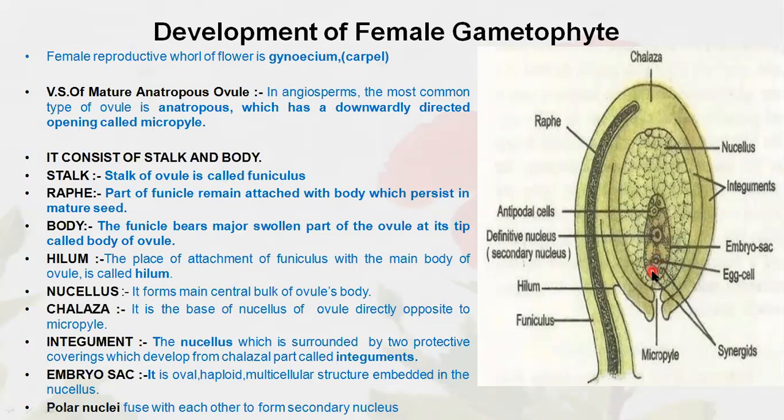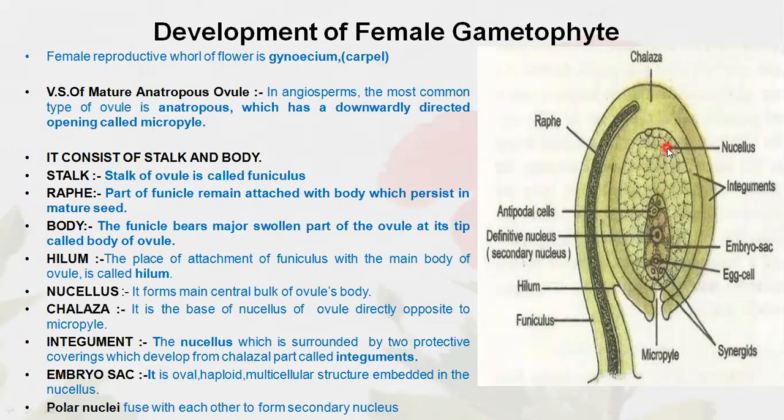Now, see the structure of the embryo sac. It has the antipodal cells, which are present at the chalazal end. They are known as accessory cells and help in reproduction. And these are two synergids, which help in the entry of the pollen tube by the filiform apparatus, meaning thread-like structure. And this is the egg cell, which will fuse with the male gamete for the formation of zygote.